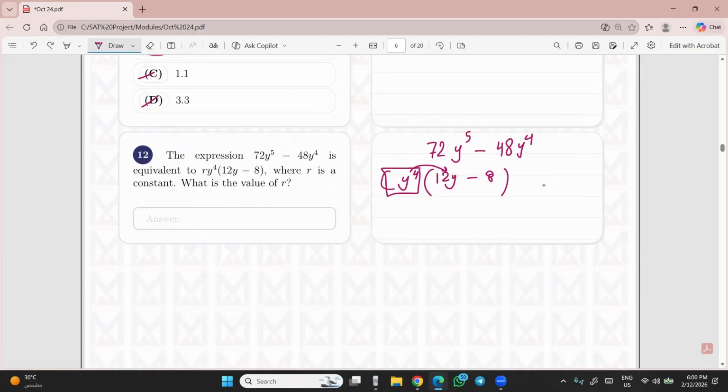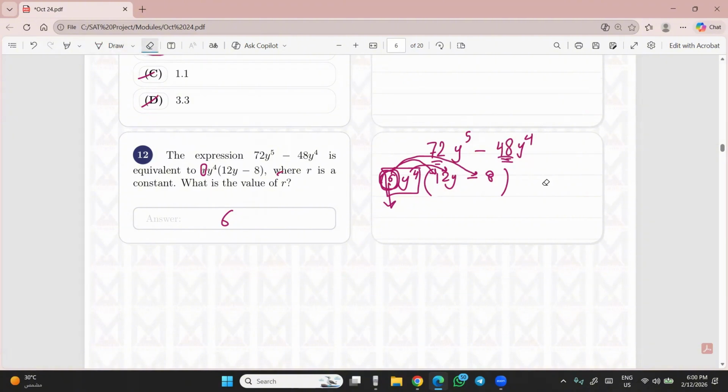So something multiplied by 12 is equal to 72, or something multiplied by negative 8 is negative 48. That's much easier, maybe. 6. If you think about 6, yeah, 6 times negative 8 is negative 48, or 6 times 12 is equal to 72. So the answer is 6. So this number should be replaced by 6. So r is equal to 6. That's one of the methods that can be considered here.